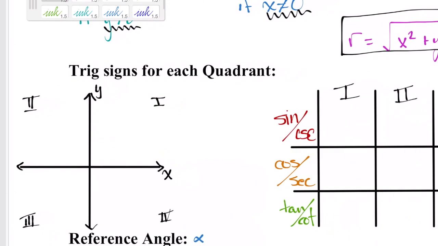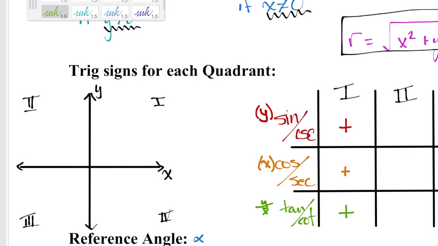So in the first quadrant, my y value, so whatever I'm using for sine, is going to be positive in the first quadrant. The x value, or the cosine, is also going to be positive in the first quadrant. And because tangent is y over x, we would have a positive over a positive, which would leave us with a positive. So in the first quadrant, everything's going to be positive.